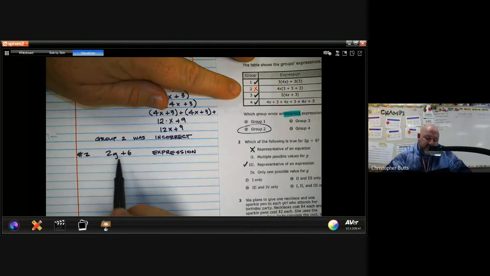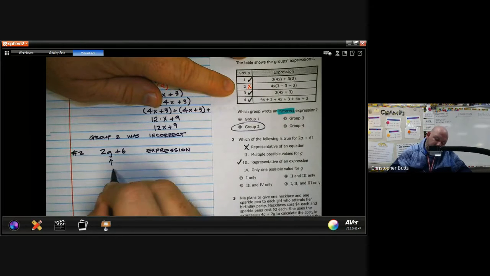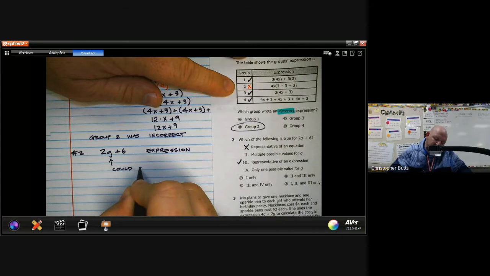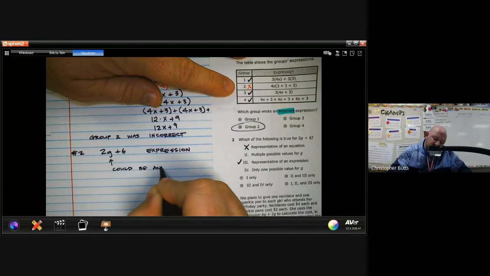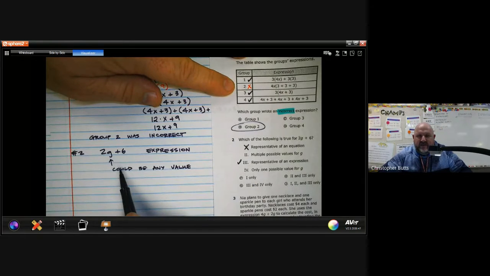Now that we know that it's an expression, we know directly from your notes that we took, we wrote down that expressions have multiple possible values for the variable. That means G could be anything, okay? Could be any value. Write that down in your notes. We don't have an equal sign with an answer to help us solve this any farther.